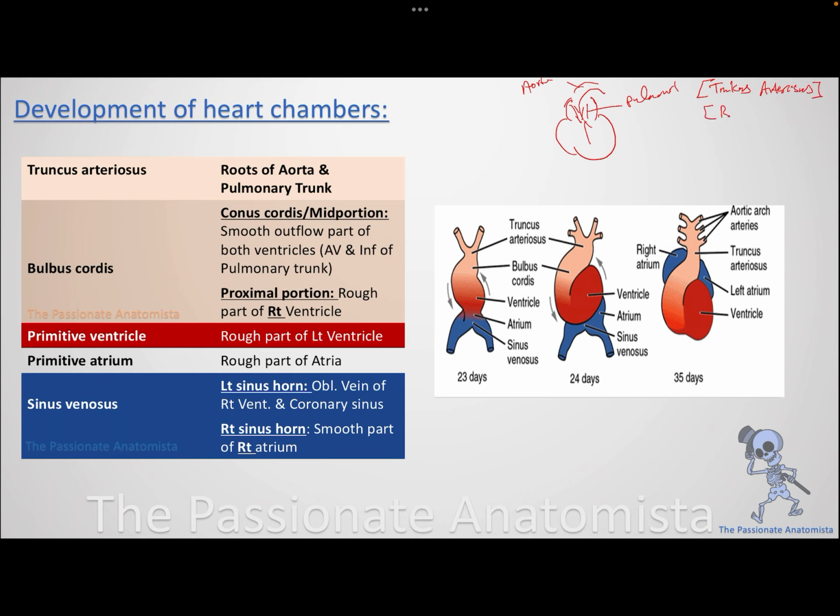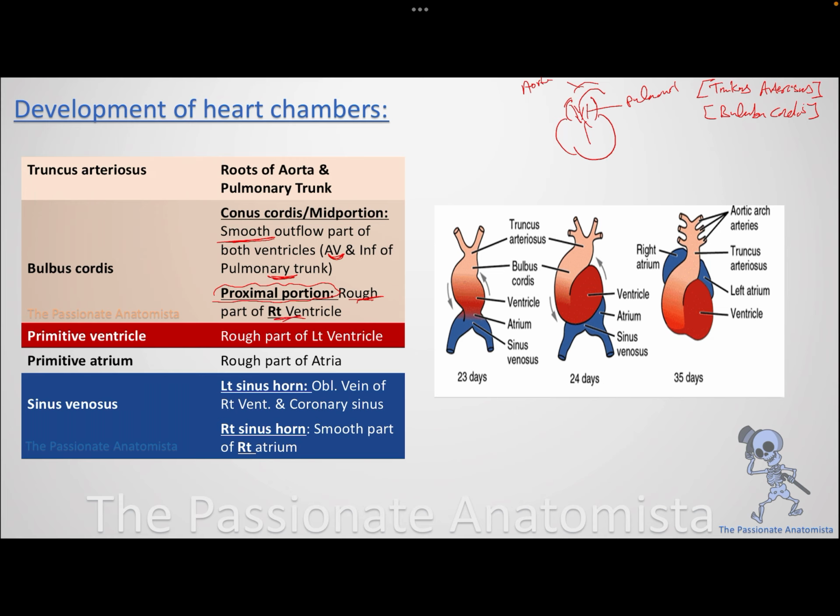The following one is the bulbus cordis. So that is going to be the smooth part that leads to both of them. Remember that the smooth part comes from the next chamber, and that is basically the infundibulum and the vestibule, the aortic vestibule and the infundibulum of pulmonary trunk. Now we have the last thing, which is what's coming closer to the ventricle. It's the proximal portion. It gives you the rough part of the right ventricle.